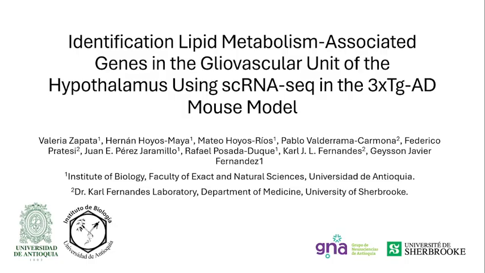Hello, everyone. My name is Valeria Zapata, and the title of our research is Identification of Lipid Metabolism-Associated Genes in the Gliovascular Unit of the Hypothalamus using scRNA-seq in the 3xTG AD mouse model.